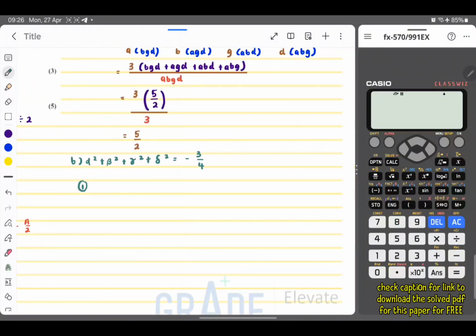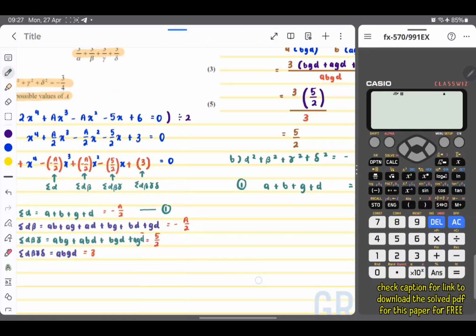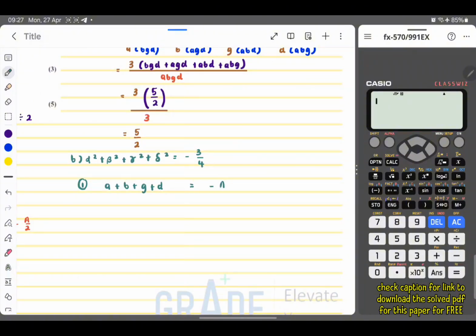I'm going to square equation 1. So let's start with equation 1. What I have here is A plus B plus G plus D is equal to negative A over 2. I would like to square this. That means here would be squared and here would be squared. So what I have here is (A plus B plus G plus D) squared, multiplied with A plus B plus G plus D, equals positive A squared over 4.